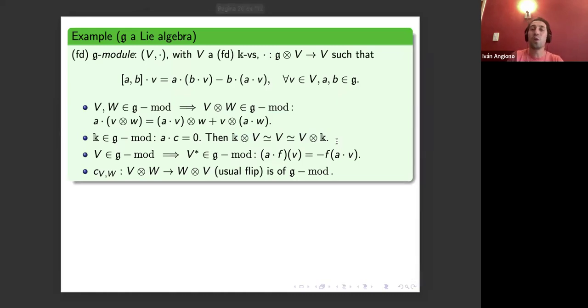And the last one is that the usual flip is again a morphism of g-modules, which is okay. You can check this thing.